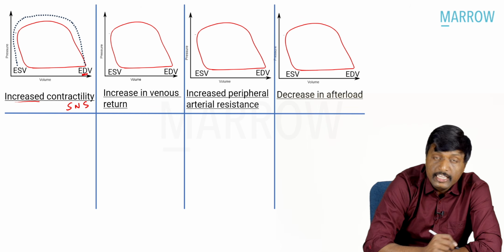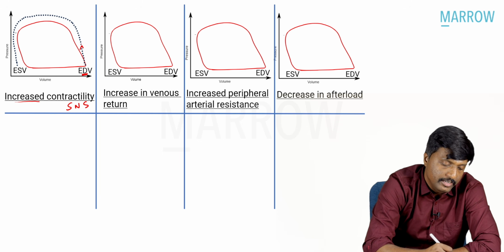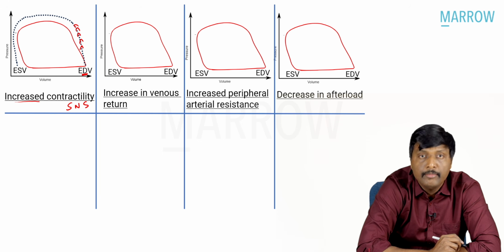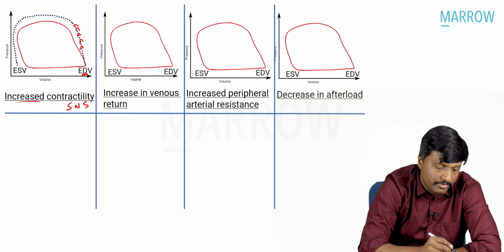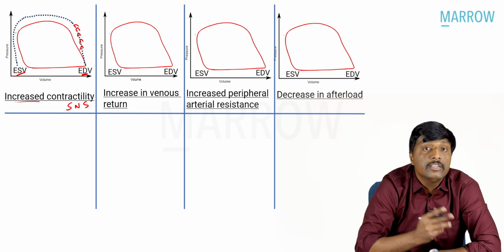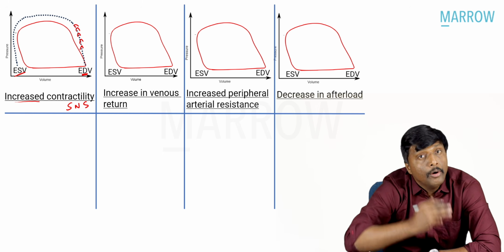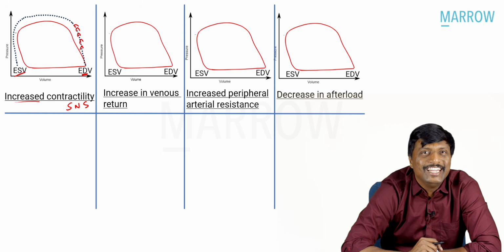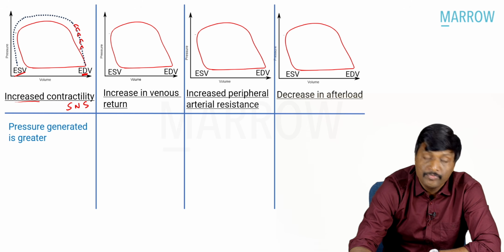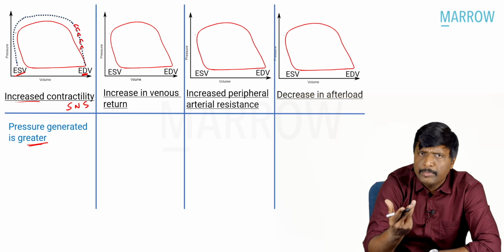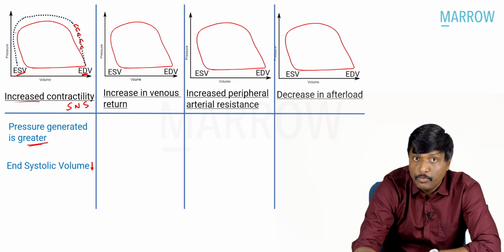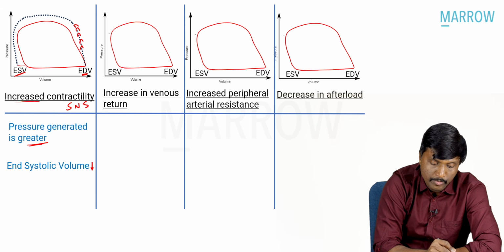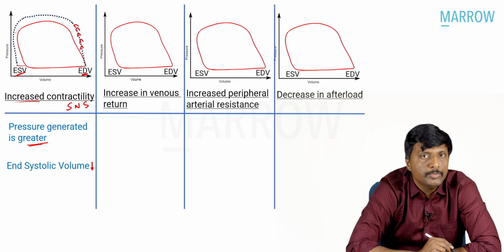For the given end diastolic volume, the ventricle is generating more pressure. Because of that, more volume is ejected out, so that at the end of systole, very little blood is remaining. Because the force of contraction increases, a lot is going out and very little is left inside. What I told you so far: the pressure generated is definitely greater with sympathetic increase in force of contraction. Next, end systolic volume decreases, because more force, more pressure, a lot goes out and little is left inside.